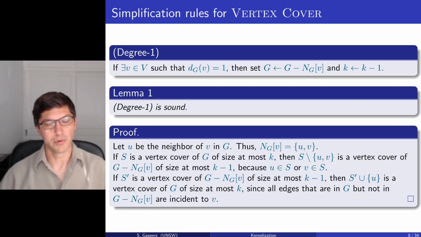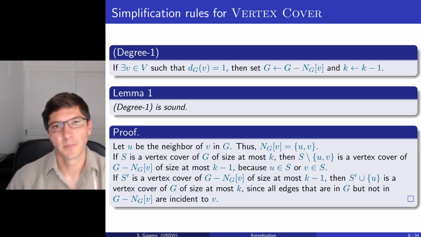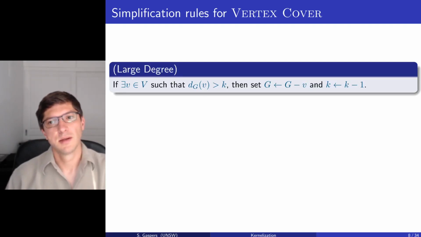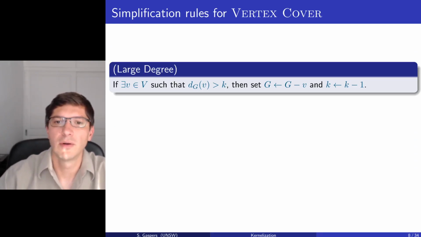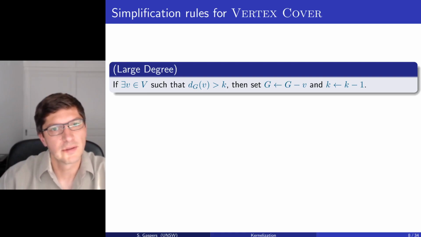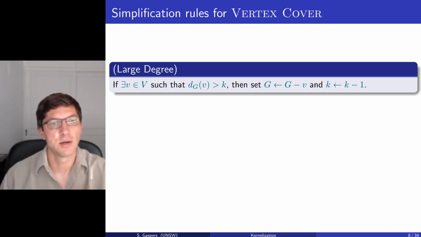Okay, so we showed both ways, so we conclude that the degree 1 rule is sound. Now we have the large degree rule. That one says that if we have a vertex with degree more than K, then we can remove it from the graph and decrease K by 1. So intuitively, we would add this vertex to our vertex cover.